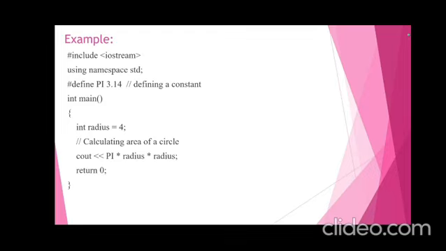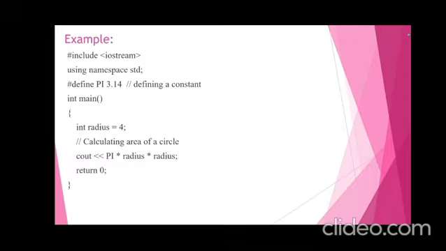The line #define PI 3.15 defines a constant named PI, which is used to represent the value of pi throughout the program. It improves readability and avoids repetition. Inside the main function, a variable radius is declared and initialized with the value 4. A comment is included to indicate that the next step is calculating the area of a circle.